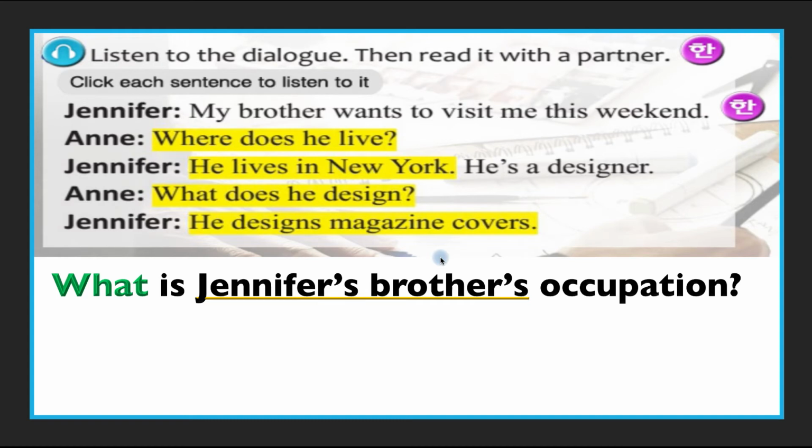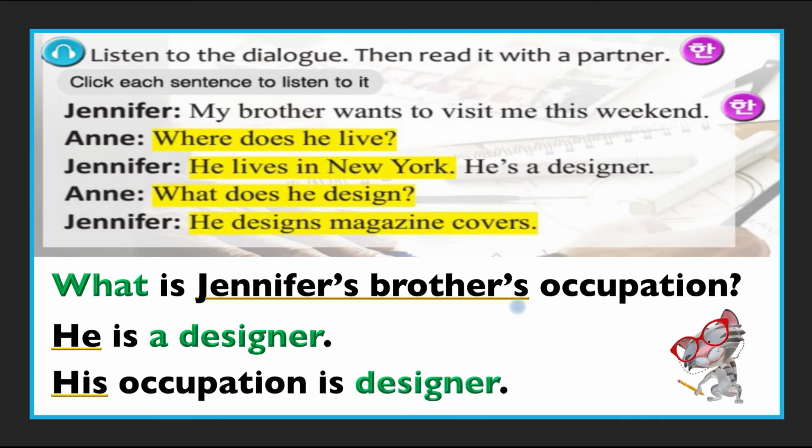But yes, the other thing is, just out of interest, what is Jennifer's brother's occupation? His occupation is a designer. Yeah, so he is a designer. His occupation is designer. So this question, Anne does not ask, but Jennifer gives her the answer, tells her without being asked. Which is why in the next question, Anne asks, what does he design? Right? Because she just knows now to ask the question about Jennifer's brother.